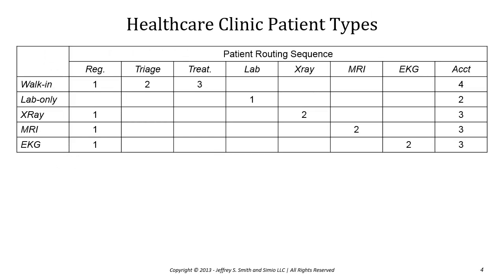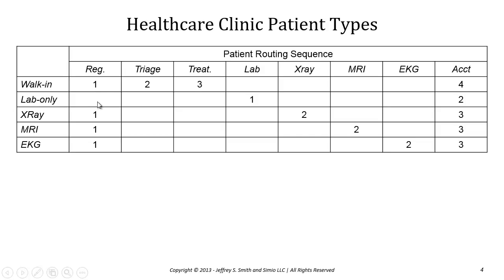So for some additional detail, what we're interested in is looking at the patient routing sequence. So in other words, which stations do the patients go through by patient type. So for example, what this table shows is that walk-in patients first register, go to triage, treatment, and then accounting. So they don't do lab, X-ray, MRI, or EKG. We're going to just assume that walk-in patients just go through some triage and treatment before departing.